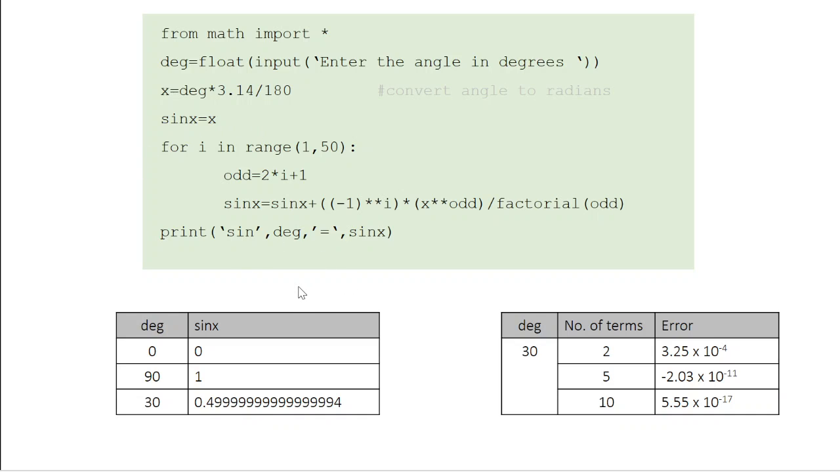So you can do this as an assignment. I have shown this table for the sine function. For the cosine function, you can create a similar table and see how close you are reaching to the exact solution. So that's about Taylor series expansion.